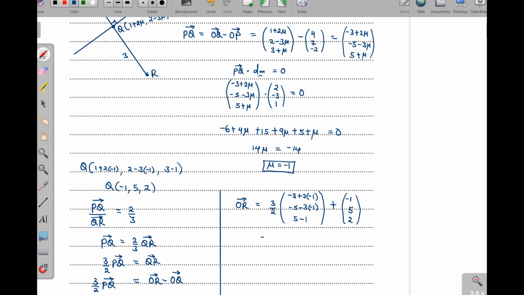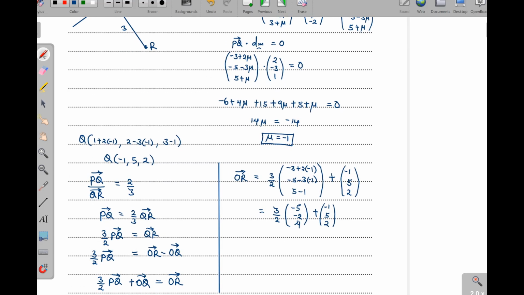Can't we simplify this? Of course. Now this one is 3 over 2. What do we have inside here? This is negative 3 minus 2. That will be negative 5. Then minus 5 plus 3. I think that one will be a minus 2. Not so? Then what else do we have? 5 minus 1. That one will be a 4. Then plus negative 1, 5, and then 2.